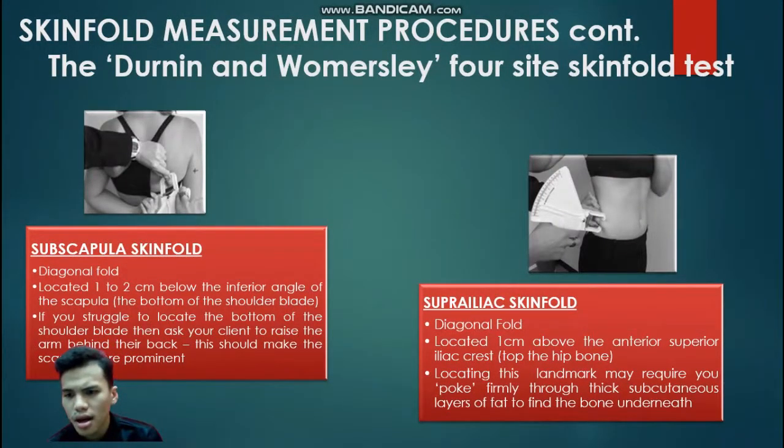The next is the subscapular skin fold. It is a diagonal fold located 1 to 2 cm below the inferior angle of the scapula, the bottom of the shoulder blade. If you struggle to locate the bottom of the shoulder blade, then ask your clients to rest their arms behind their back. This should make the scapula more prominent. The fourth is the suprailiac skin fold. It is a fold located 1 cm above the anterior superior iliac crest, the top of the hip bones. Locating these landmarks may require you to poke firmly through a thick layer of fat to find the bone underneath.